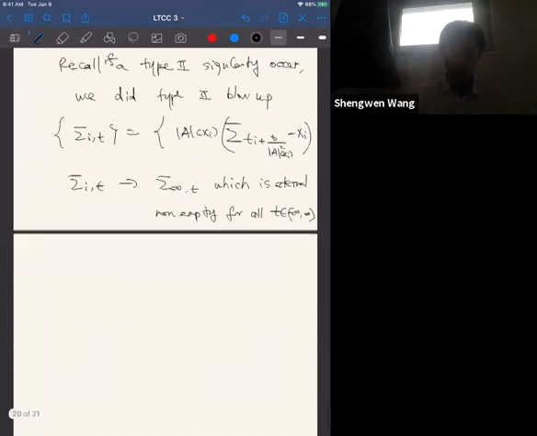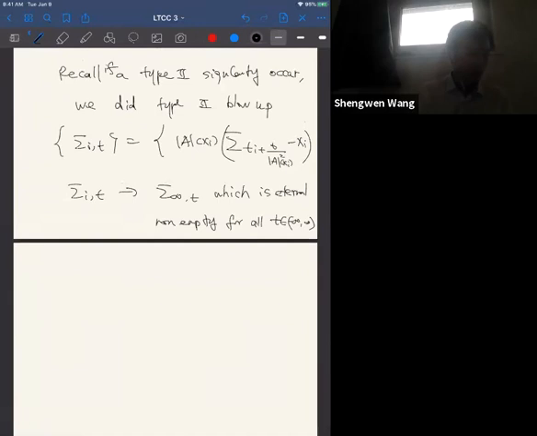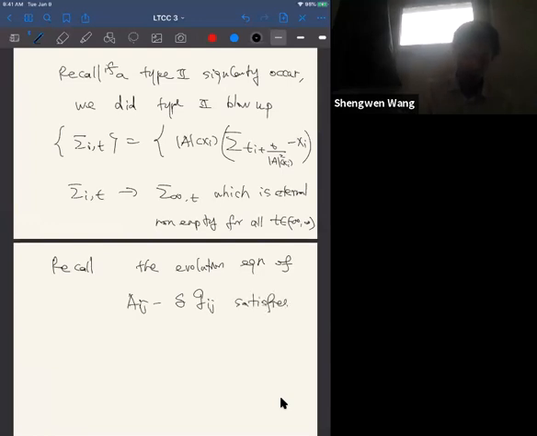However, in the convex case, you don't have eternal flow. So recall that we have deduced the evolution equation for the mean curvature and for the metric tensor. Sorry, for the curvature tensor and the metric tensor. So recall that the evolution equation of A_ij minus delta g_ij satisfies the tensor maximum principle. This was in I think the last lecture.